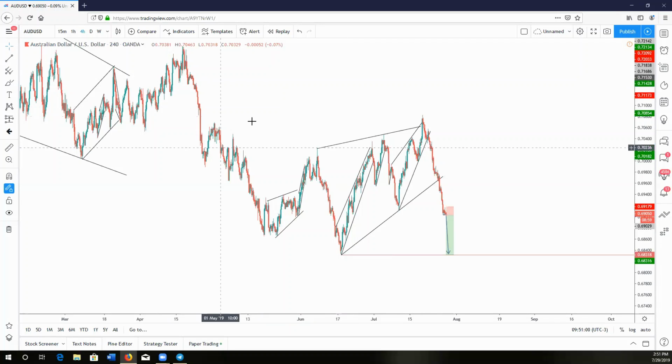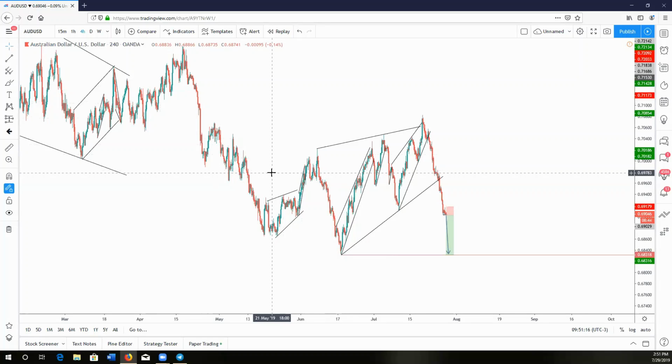So what normally happens is that with the impulse, it shows us first where the momentum is at. So if it impulses all the way downwards, we know that the momentum is to the downside. Then we wait for a correction. A correction, once it does present itself, is going to show us whether it's a reversal or a continuation pattern that has presented itself.